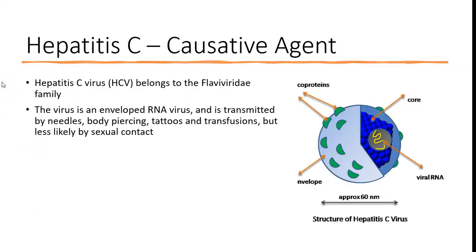Now, let's talk a little bit about Hep C. Hep C is going to be an RNA virus, unlike Hep B, which was a DNA virus. It belongs to the Flaviviridae family, and it is going to also be transmitted through bodily fluids, but how that's going to be transmitted, generally speaking, is through needle contamination rather than, or less likely than, sexual contact. And so with needles, it's seen with tattooing, with body piercing, with, unfortunately, healthcare workers who might come in contact with a contaminated needle.